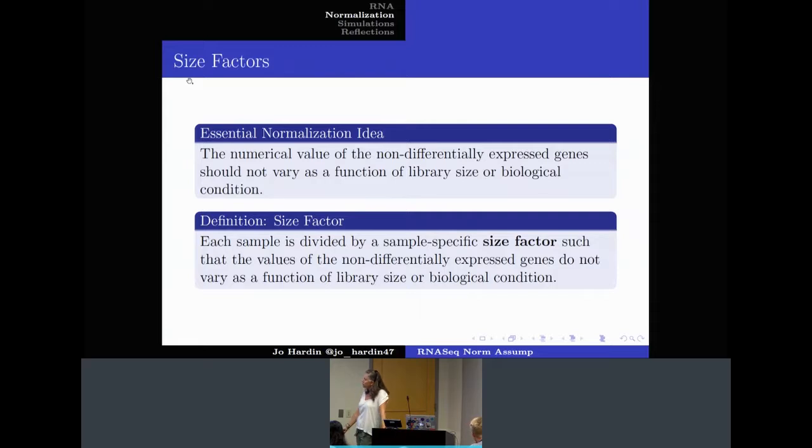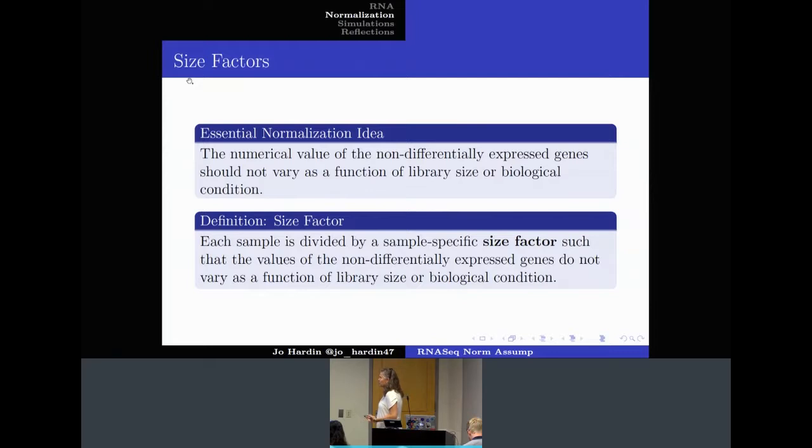Okay, so the essential normalization idea is that the numerical value, whatever that is, whether it's counts per mRNA per cell somehow or per the transcriptome or whatever, for the ones that are not differentially expressed should not vary as a function of library size or biological condition. That's what I mean when I say non-differentially expressed: they don't change across the biological condition, and they also don't change as a function of the library size, which includes technical variability and whatnot.